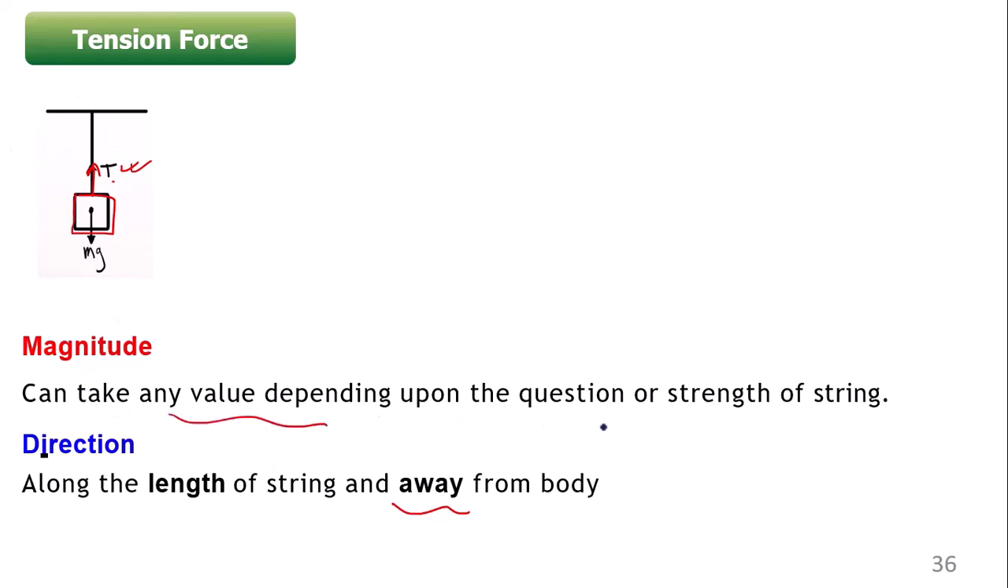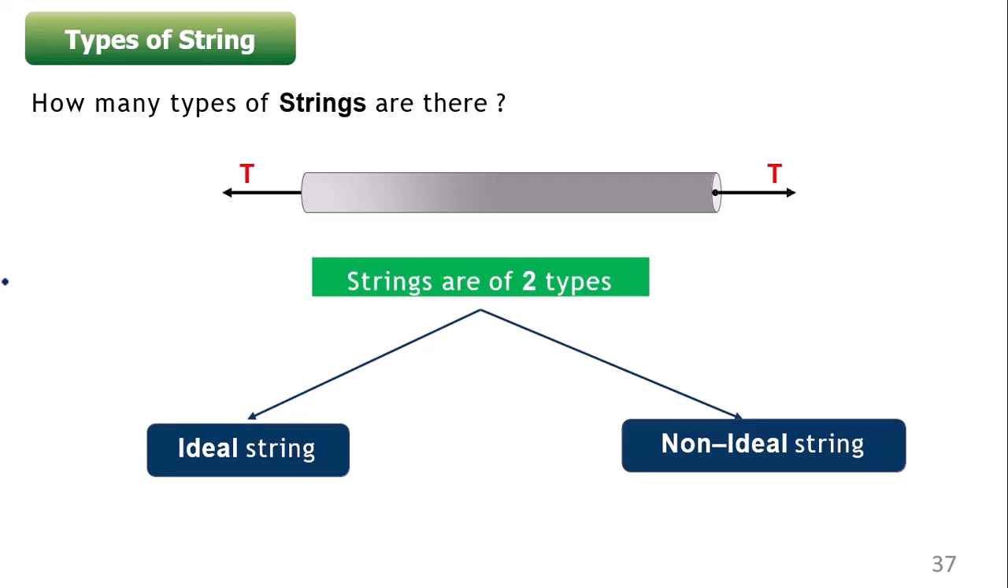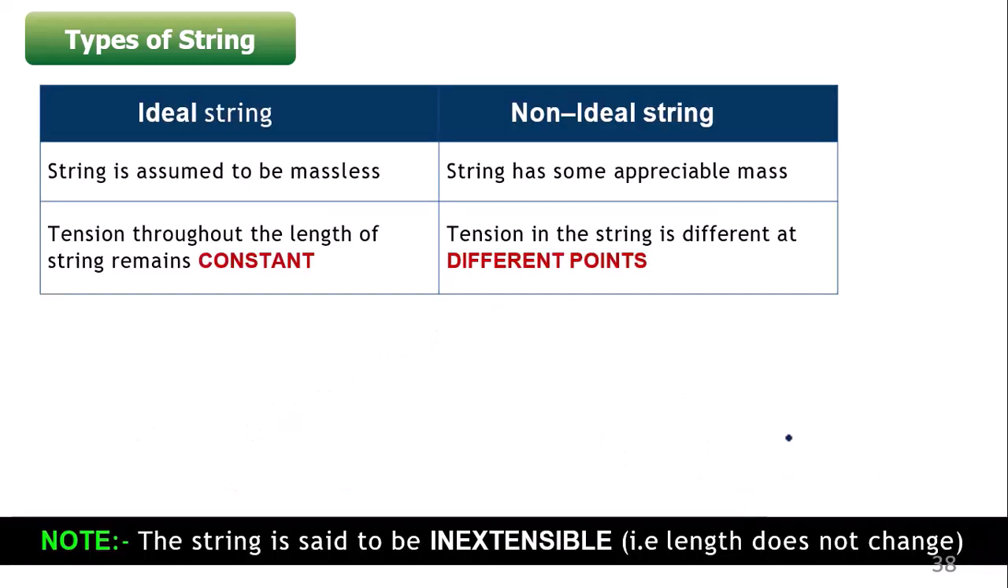Now T can take any value depending upon the question and the strength of the string. I cannot say T is always constant. T may be of different values. T is a notation used for the tension force. Tension comes inside the string only. Regarding the string, there are two types: one may be an ideal string, the other is a non-ideal string. What is an ideal string? An ideal string is a string which has no mass. Mass is 0. If I don't consider any mass of the string, then it is called an ideal string. If mass is not equal to 0, the string has some mass, then it is non-ideal. For the non-ideal string, the tension will be different at different points.